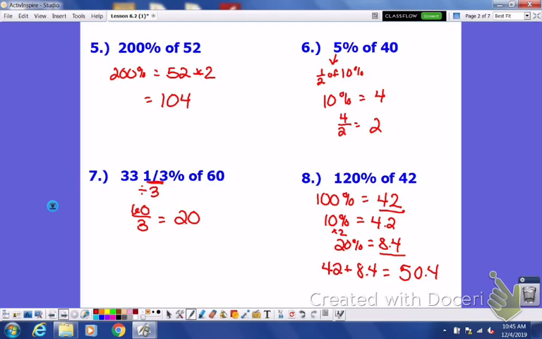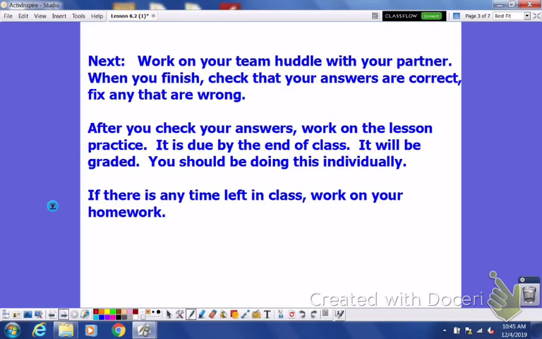So for the rest of the class period, you are going to work on your team huddle with your partner. Make sure you are only working with your partner. None of you are to be moving. When you finish that, check your answers. If they're not correct, please fix them. If they are correct, awesome.